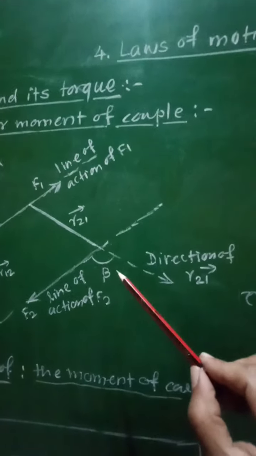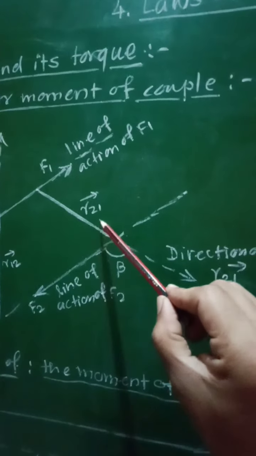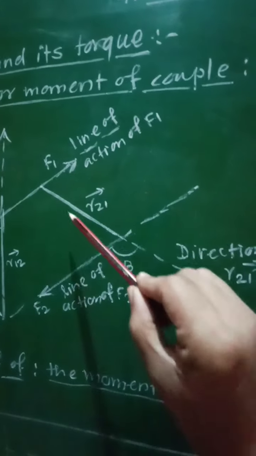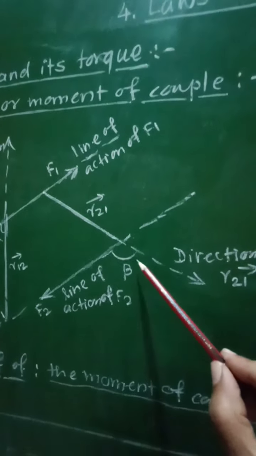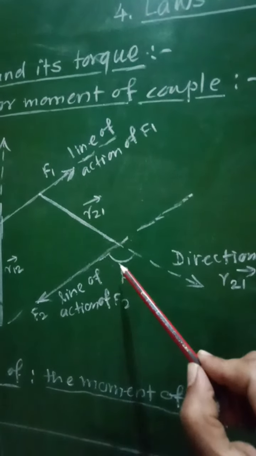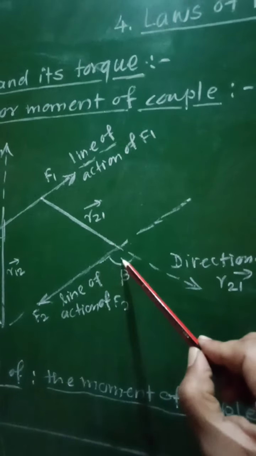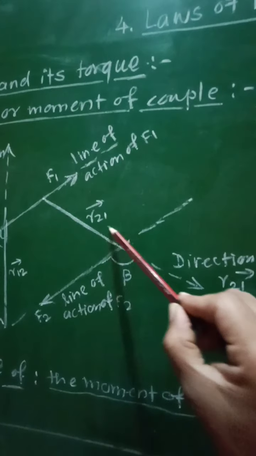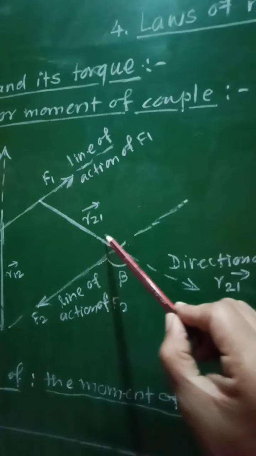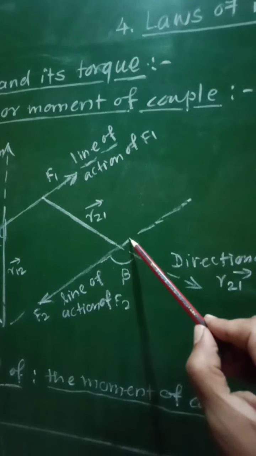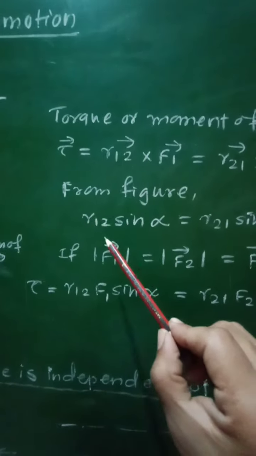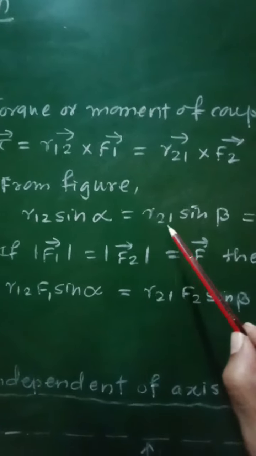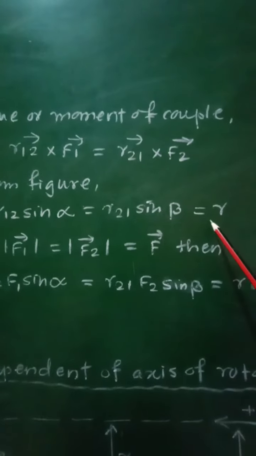Similarly, for the second position vector r21, again we find r by considering sine of angle beta. If this angle is beta, this opposite angle will again be beta, and similar to r12 sine alpha equal to r, we can write r21 sine beta equal to r. Therefore from the figure, r12 sine alpha equals r21 sine beta, which is equal to r.